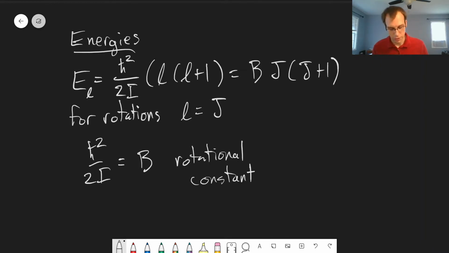So it's a fairly simple expression. It's almost the square of this L quantum number, but not quite, because we have this plus 1 in here. So it's almost B times J squared, but instead it's B times J times J plus 1.